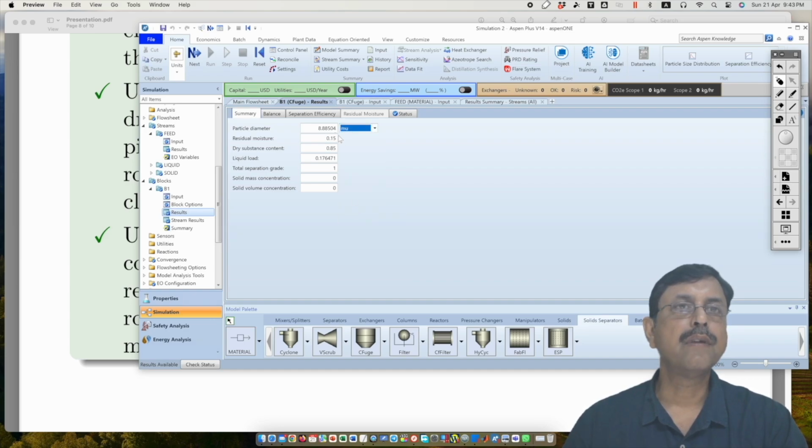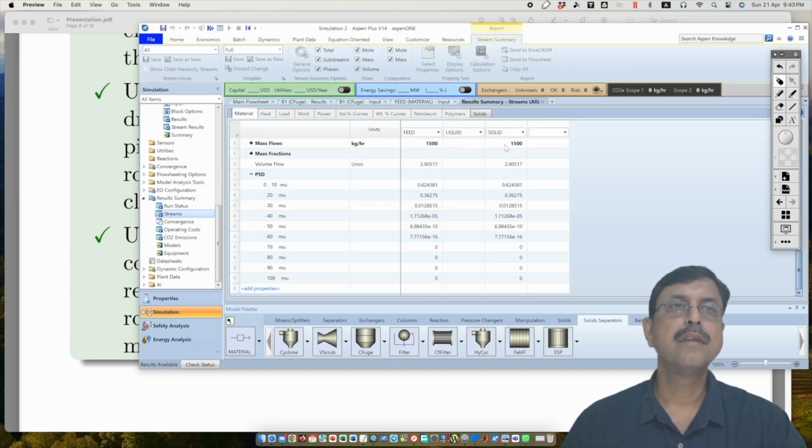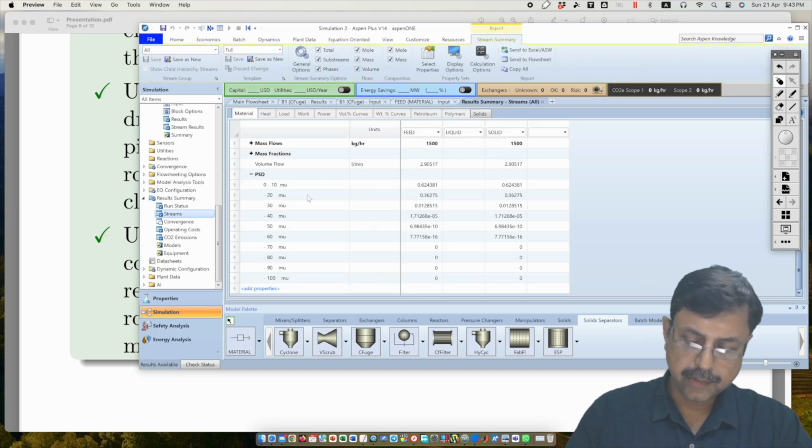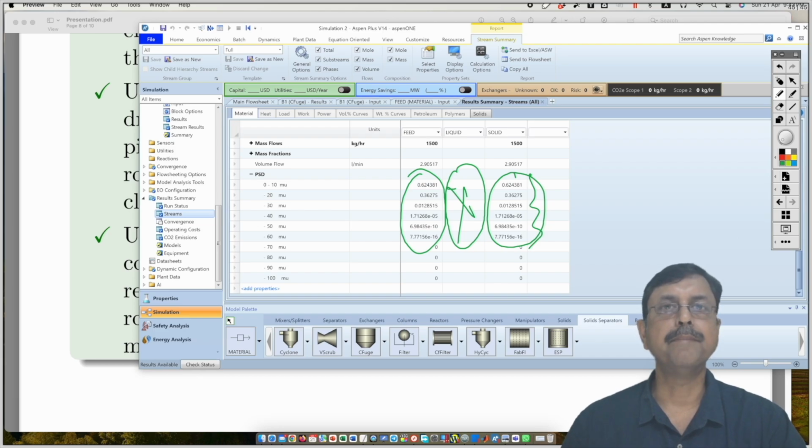This is 8.885 as usual. The residual moisture content is 15%. The liquid load is 0.17. And we have again got the total grade efficiency to be 1, so all the solids have been separated. Just check the results. There is no solid over here. All the solids have come over here, and as expected, the particle size distribution of feed and particle size distribution of solid stream are the same.